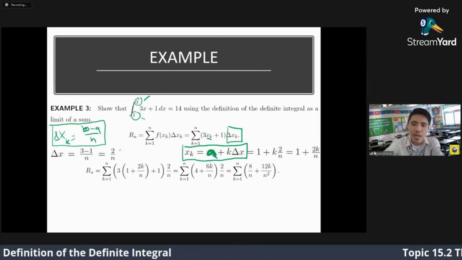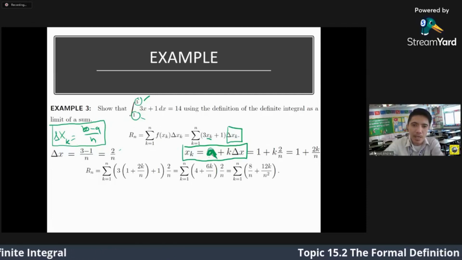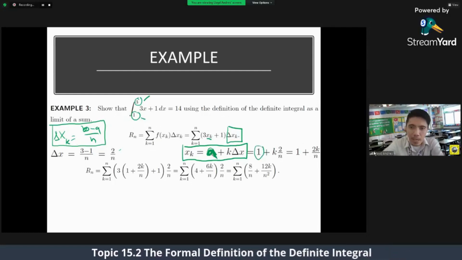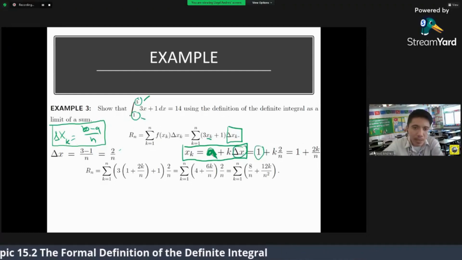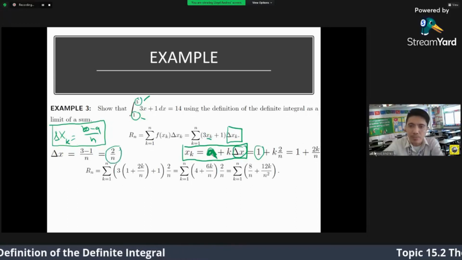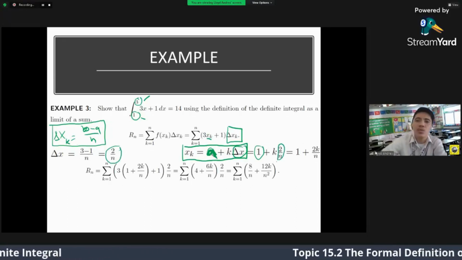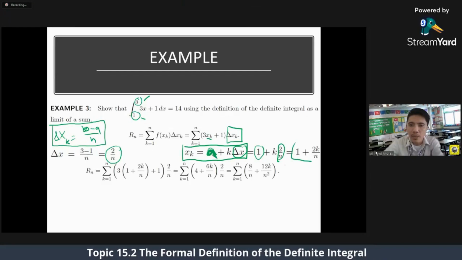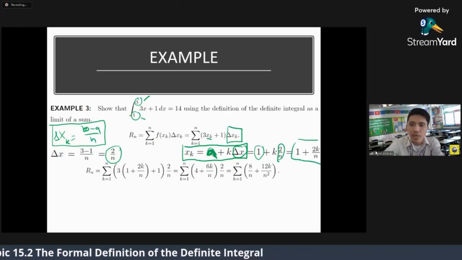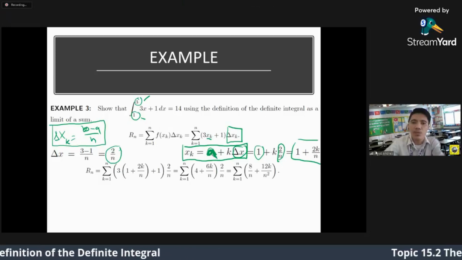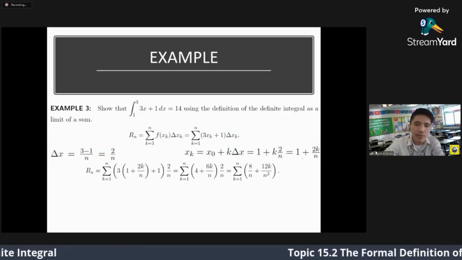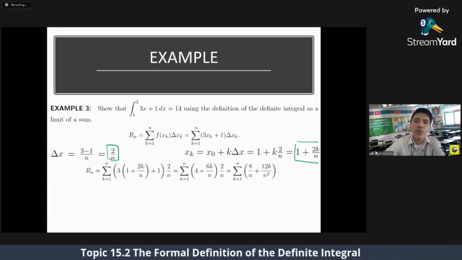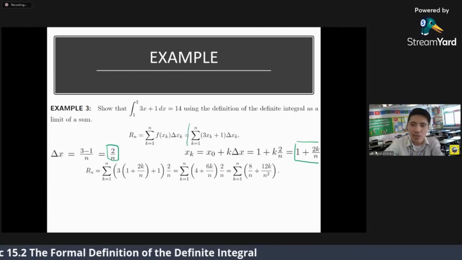Since we have the formula, again this a is the lower limit, so that is 1. And this delta x we already solved, so we just substitute 2 over n. Then, simplifying, that becomes 1 plus 2k over n. So we have simplified that, and now we can substitute it into our equation.